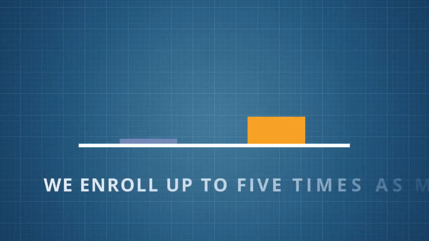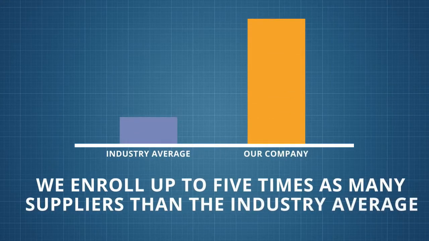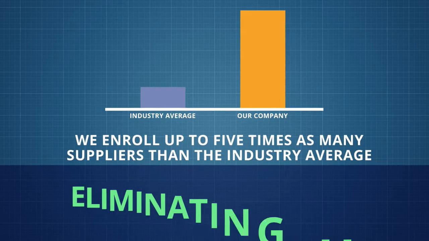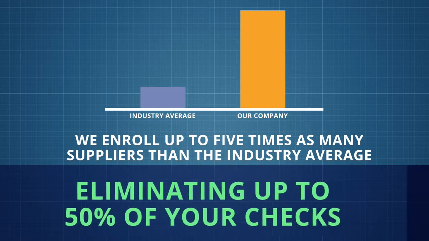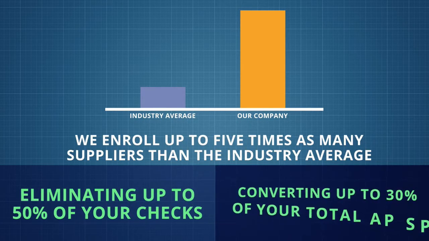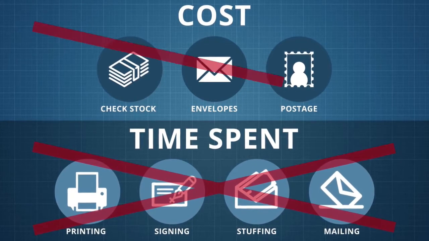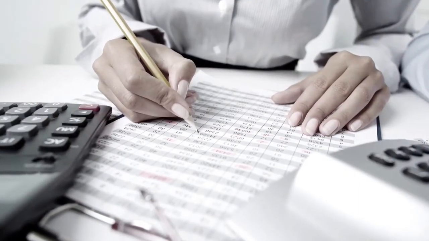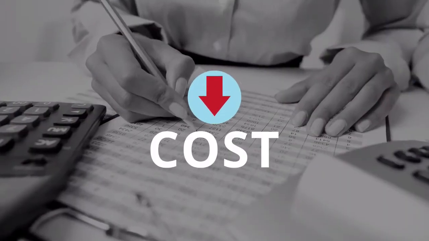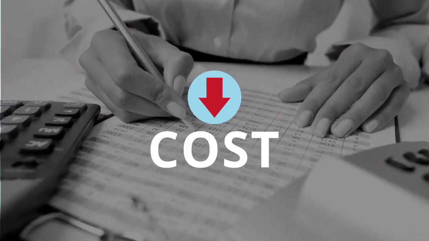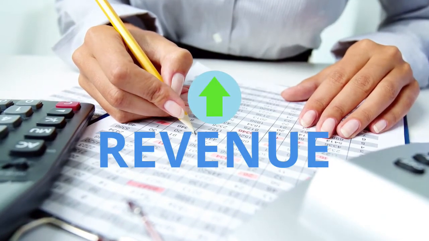We enroll up to 5 times as many suppliers as the industry average, eliminating up to 50% of your checks and converting up to 30% and sometimes more of your total AP spend to virtual card payments, saving you time, saving you money, and generating revenue from rebates that take your accounts payable department from a necessary expense to a department that more than pays for itself.